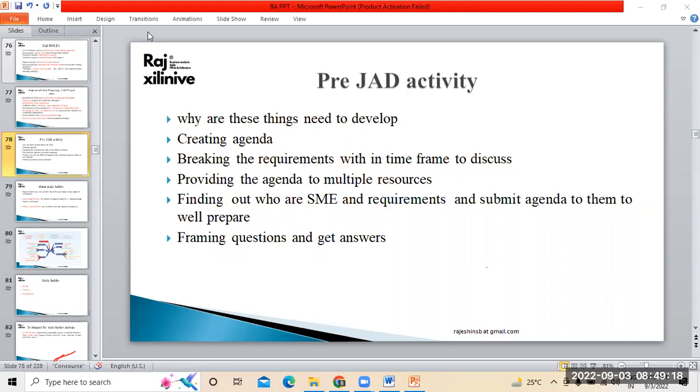Before you conduct the JAD session, there is a pre-JAD education activity or a kickoff meeting which has to be conducted. In that pre-JAD education or kickoff meeting, we will learn about the practical difficulties we are facing. All these things have to be known under pre-JAD education or kickoff meeting. Based on that, the JAD session will be conducted. So this is one requirement gathering technique.